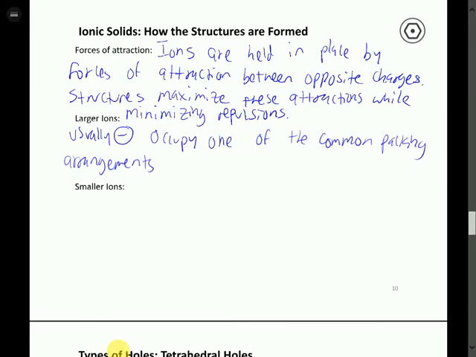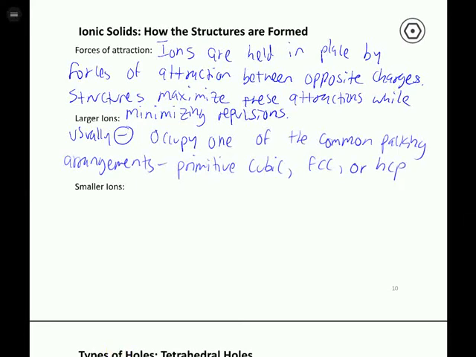All right, so it's going to be either primitive cubic, face-centered cubic, or hexagonal close-packed. We don't really see body-centered cubic structures because that would put the negative ion at the center of all the other negative ions, which is a bad place for it to be. But the larger ions are going to be either in a primitive cubic, face-centered cubic, or hexagonal structure. We're going to talk about the first two only in detail. We're not going to talk about hexagonal in any detail. But that's what we do with one of the ions.